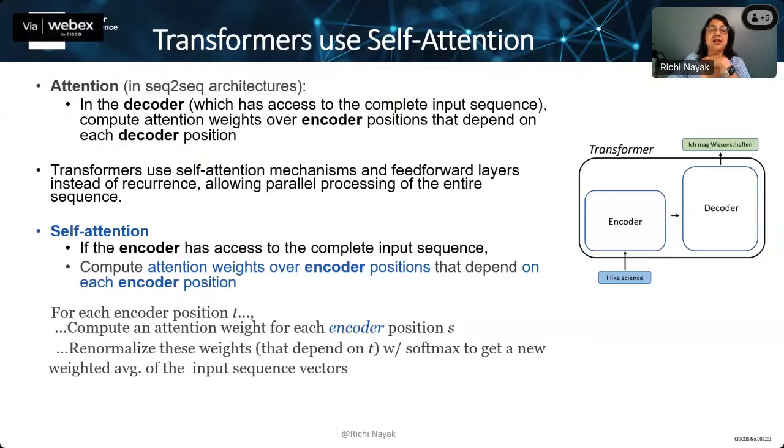Then you have self-attention. How does self-attention work? For each encoder position, you compute an attention weight for each encoder position, and then you normalize these weights with the softmax to get a new weighted average. So this allows you to do it for each encoder position in parallel. You are not really back-feeding it.